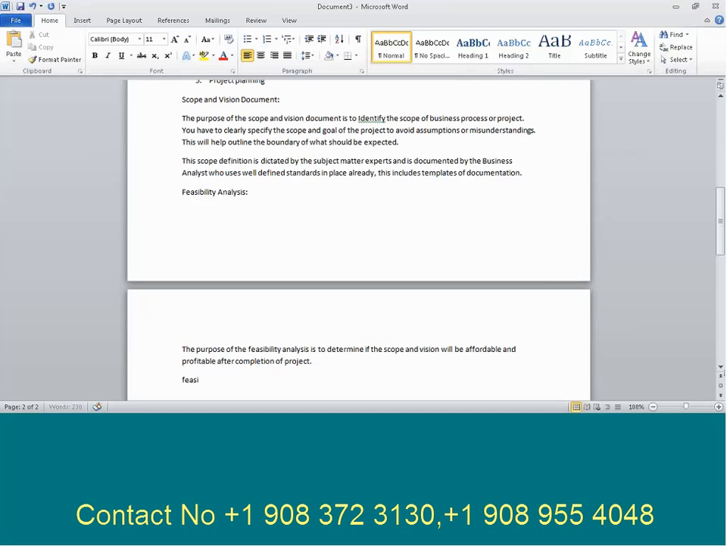However, when it comes to documentation of scope and vision, as a BA, yes, you may be involved. Most likely you may be. You will be.